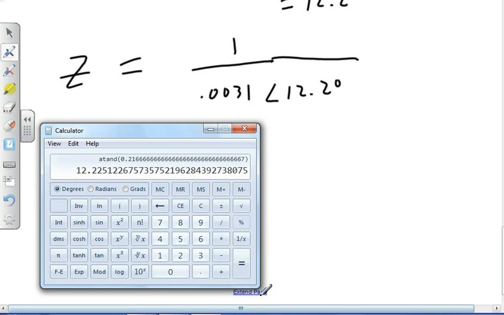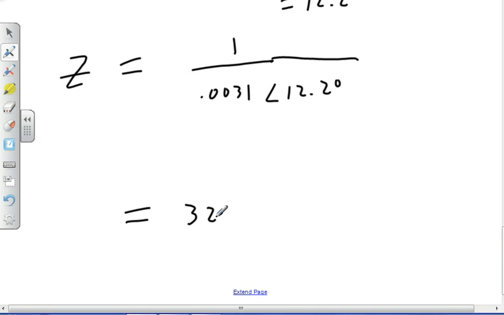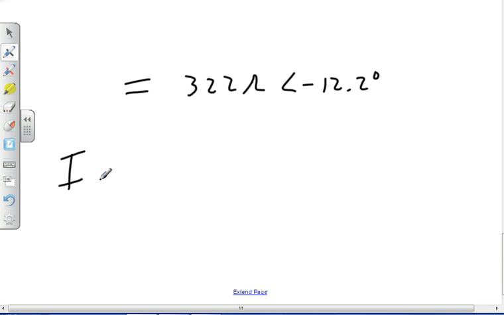Back to my calculator. 0.0031, 1 over, 322. 322 ohms and an angle of minus 12.2 degrees. So that's going to be my impedance. Was I asked to calculate impedance? Yes. Calculate the impedance, the current, and the voltage. Okay, so I have the impedance. Fine. All right, now I'm going to find total current.